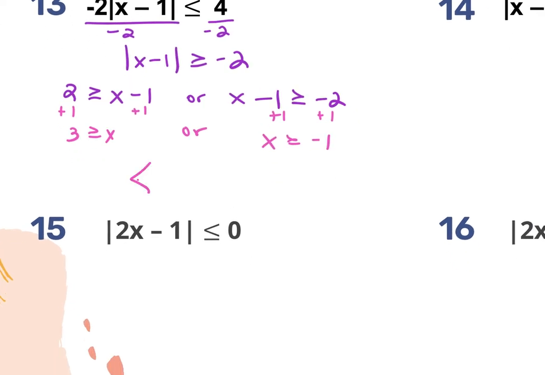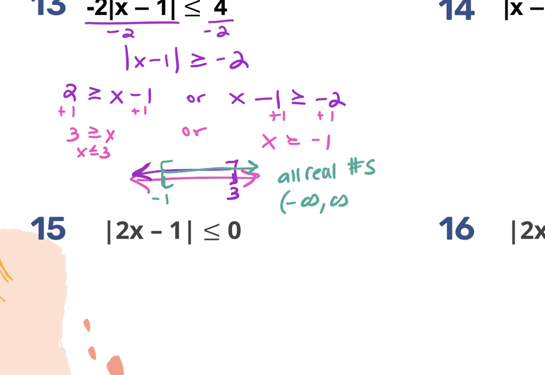And I'd get x is less than or equal to 3, so I'd put a bracket on the 3 and point it to the left, or x is greater than or equal to negative 1, a bracket on negative 1 pointing to the right. And what happened to my number line? I shaded that whole thing, and it's an or statement, so it's anywhere it's shaded. This would be an all real numbers case, and my interval notation would be negative infinity to positive infinity. I could have eliminated all of that work when I got to this statement, because think about what that says.